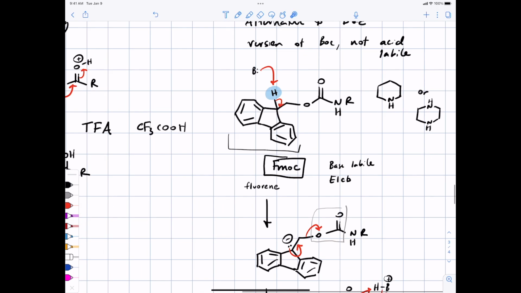So I'm not going to draw a whole FMOC solid phase peptide synthesis for you, because it's exactly the same as Boc synthesis, only you switch out the deprotection conditions and you use a different resin. Resins are now commercially available. FMOC protected amino acids, Boc protected amino acids are commercially available.